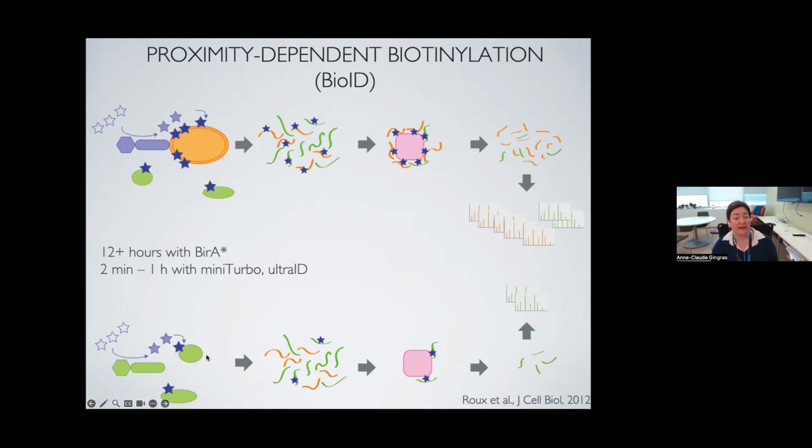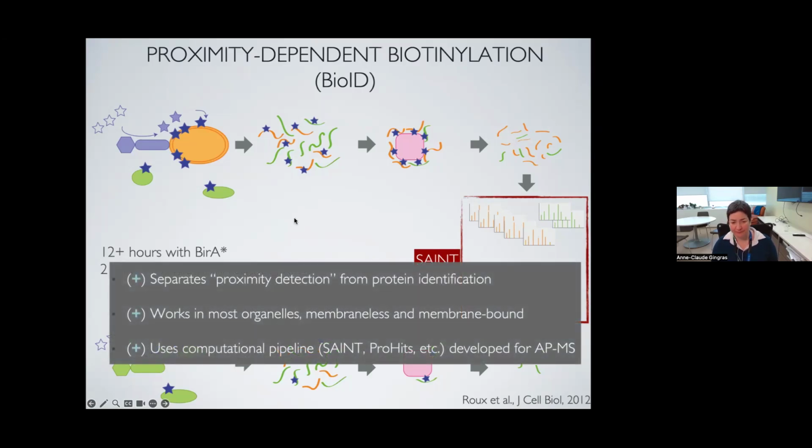And we do that by designing a parallel set of controls that we include in all the experiments and using a statistical tool, particularly this SAINT tool, to untangle what is a true interactor and what is a contaminant. So the beauty of this system is we've now separated the detection of a proximity from the identification of what was in proximity. And we and others have now demonstrated that it works in most organelles, both membraneless and membrane-bound, and that we could use a lot of the same tools that we had previously developed for affinity purification coupled to mass spectrometry to untangle the signatures.